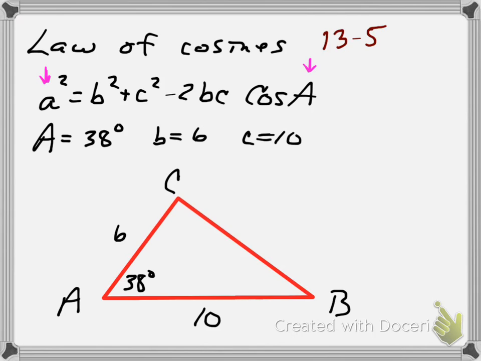So here's the problem I gave you at the beginning. Angle A is 38, side B is 6, side C is 10. And we're going to look for the side that's missing, which would be side A. Okay, and so we're looking for side A, so I'm going to make that left side A my variable for the problem, and I'm going to fill in numbers for everything except that left side A in the law of cosines. So I'm going to fill in values for the B's and the C's and the big A.